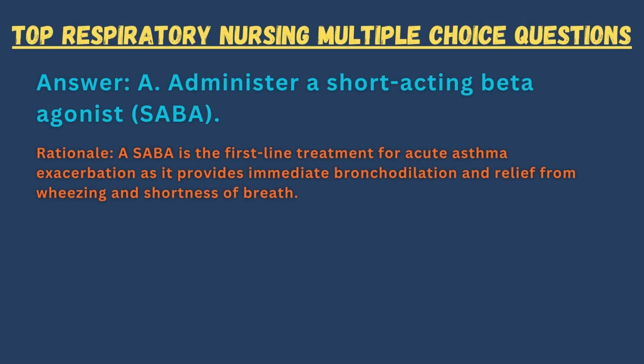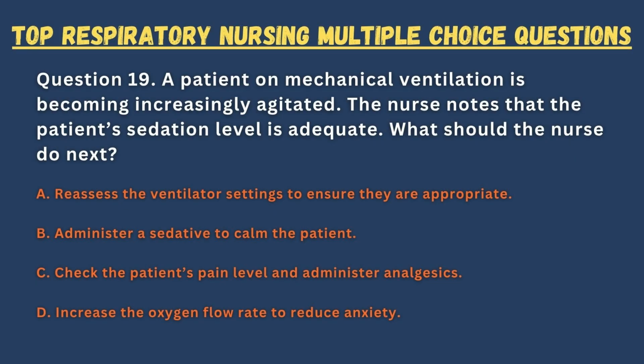Answer. A. Administer a short-acting beta agonist, SABA. Rationale. A SABA is the first-line treatment for acute asthma exacerbation as it provides immediate bronchodilation and relief from wheezing and shortness of breath. Question 19.